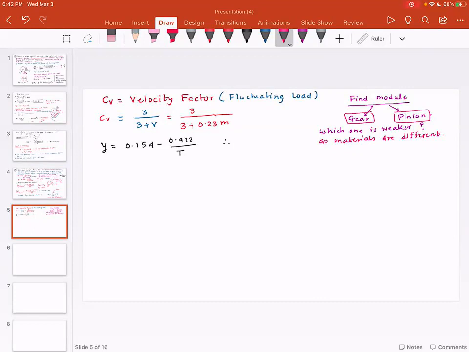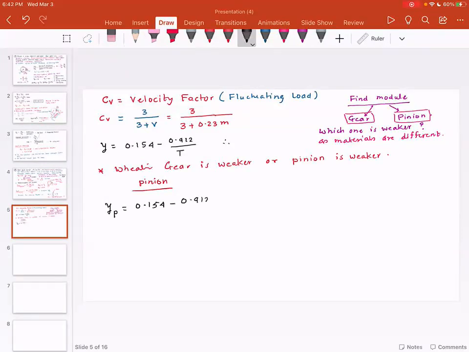So before proceeding further, I need to answer this question: whether the gear is weaker or the pinion is weaker. I'm going to do the beam strength calculation for the gear, but first, let's do it for the pinion. The way we do it is, y for pinion is equal to 0.154 minus 0.912 divided by the number of teeth on the pinion. In this case, the number of teeth on the pinion is 15. So YP is 0.09.